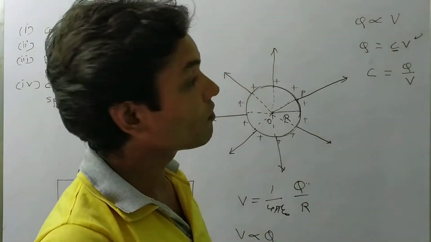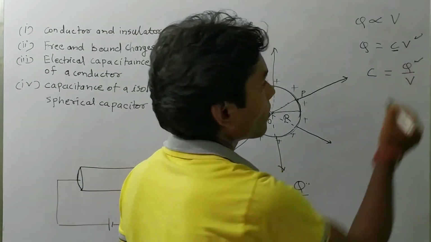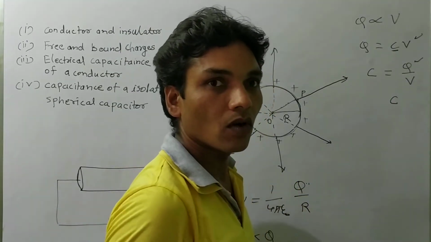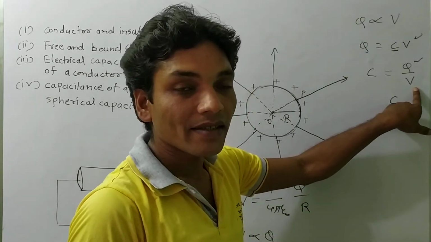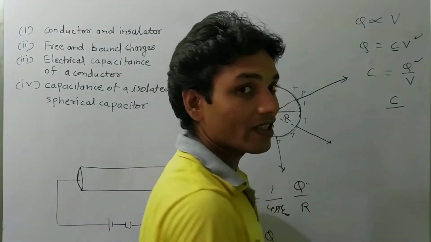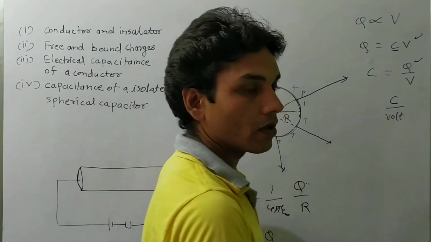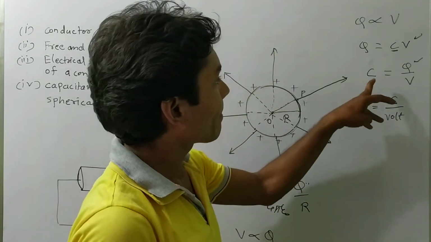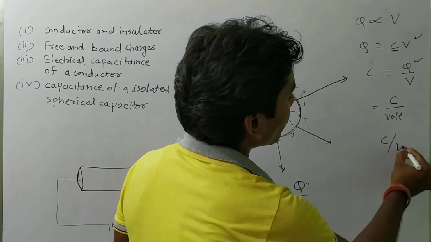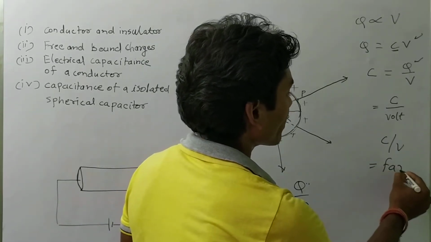Okay, now we have to find the SI unit. So what will be the SI unit? Q is charge, so the SI unit of charge is Coulomb. And V is electric potential. What is the SI unit of electric potential? Volt. So the SI unit of capacitance of the conductor will be Coulomb per volt, and it is equal to Farad.